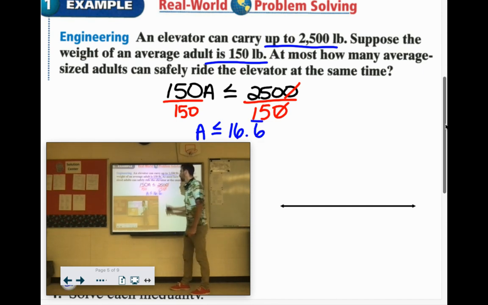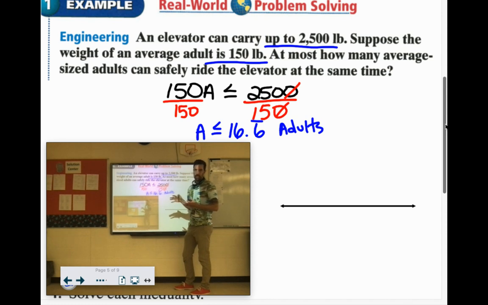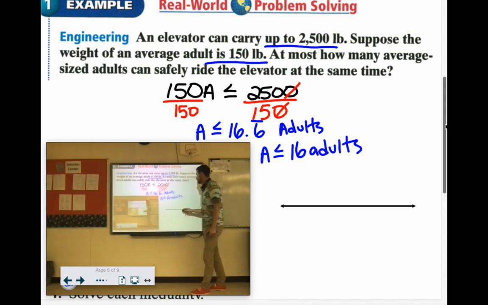Now, are you going to have 16 2/3 of an adult? No, you're not. So let's be realistic with our answer here. Normally 16.6 you'd round up, but that would overload our elevator. So on this one, because it's at most, we have to just take it down to 16 adults. So let's write A is less than or equal to 16 adults. And let's chuck that on our graph. 16, it's the or equal to, so solid dot, shade to the left.